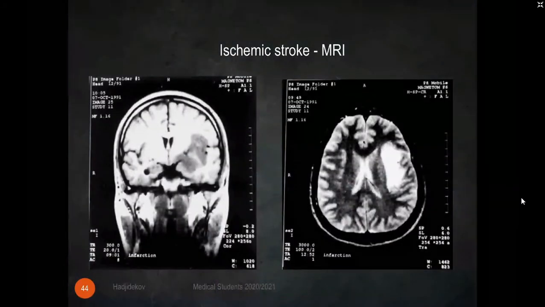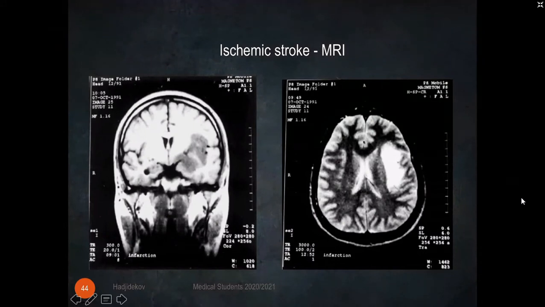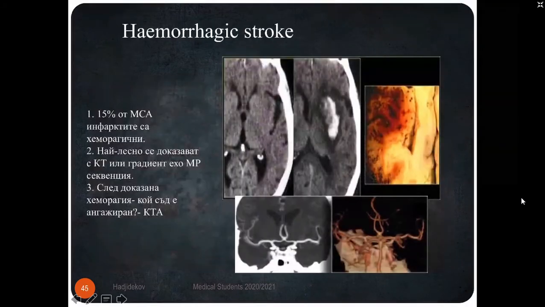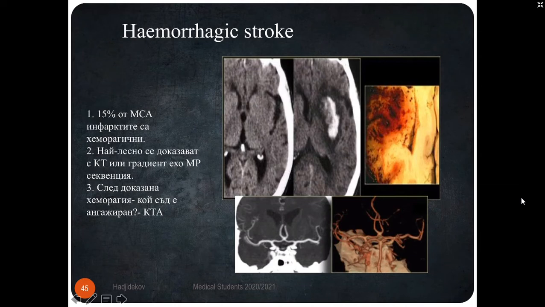On MRI, the ischemic stroke can be visualized with T2 sequences, which will present bright, hyperintense signals, and T1 sequences or FLAIR sequences, with low signal intensity. Hemorrhagic stroke, again, intraparenchymal hemorrhage, and probably 50% of all MCA infarctions are hemorrhagic. They could be diagnosed either with CT or with gradient echo MRI sequences.